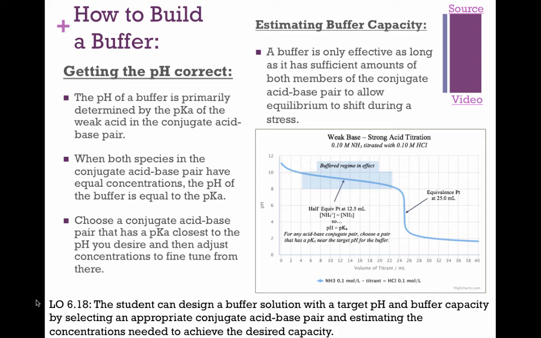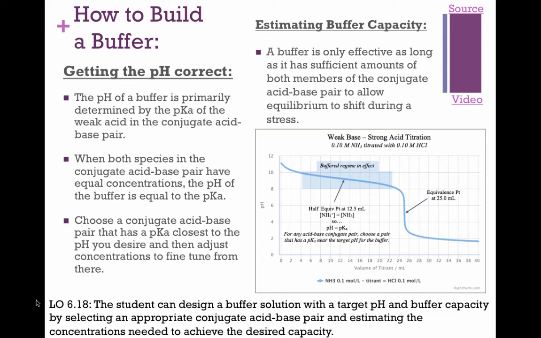The pH of a buffer, like I said, is determined by the pKa. When both species have equal concentrations, this is equal to 1. pH equals pKa. That's why pH equals pKa at the half equivalence point.